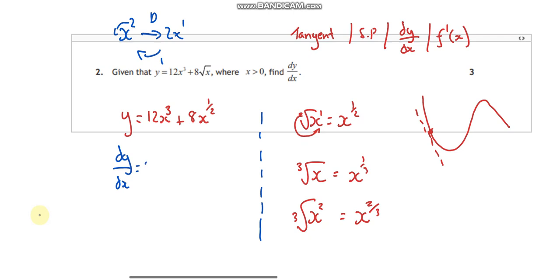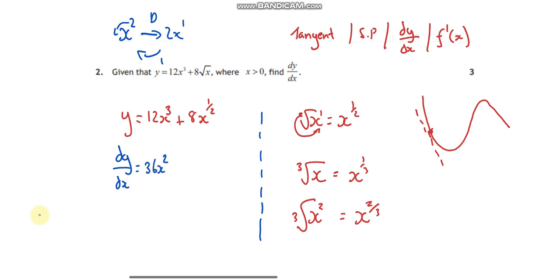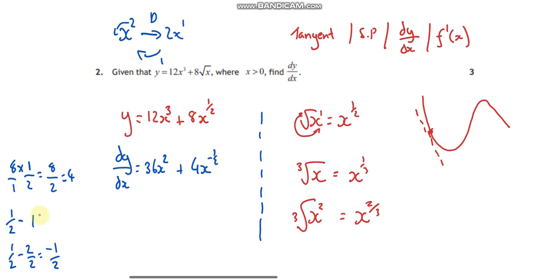So we're going to multiply these together. So 36x squared plus, now 8 times a half. You can go to the side of your page if you want. You can say 8 times a half. That's just the same as 8 times 1, which is 8, and 2 times 1, which is 2. So that's 4. So I've got 4x. Now a half take away 1. So a half take away 1. 1 is 2 halves. 1 take away 2 is negative 1. So I've got negative a half.